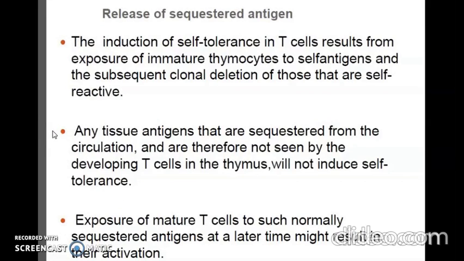The induction of self-tolerance in T cells results from the exposure of immature thymocytes to self-antigen and the subsequent clonal deletion of those that are self-reactive. Any tissue antigens that are sequestered from the circulation and are therefore not seen by the developing T cells in the thymus will not induce self-tolerance. Exposure of mature T cells to such normally sequestered antigens at a later time might result in their activation.